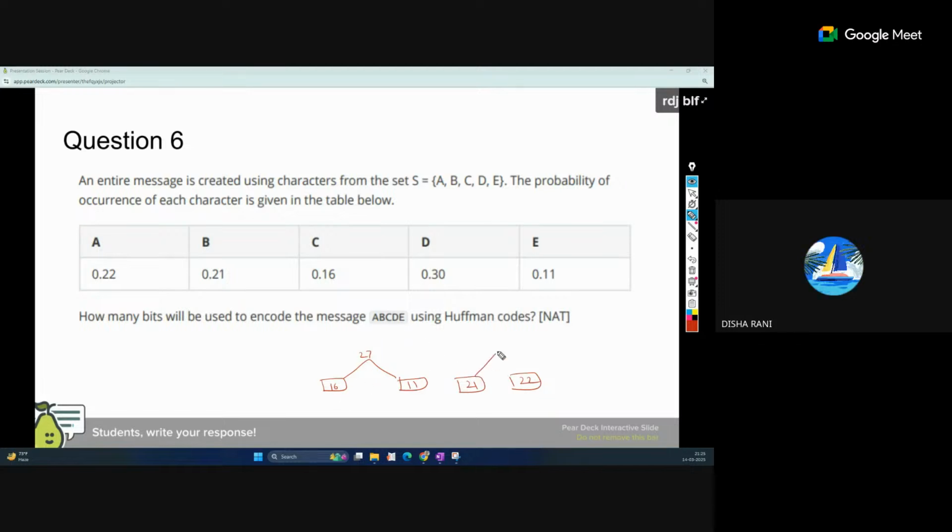So why are you selecting two columns? Which column? 16 and 11. Because these are the smallest, no? Two smallest.